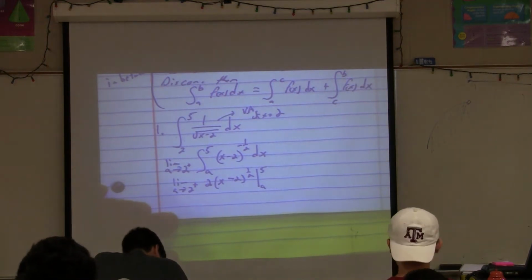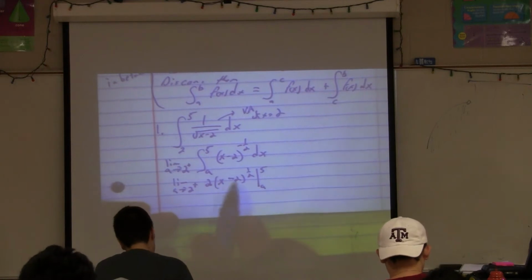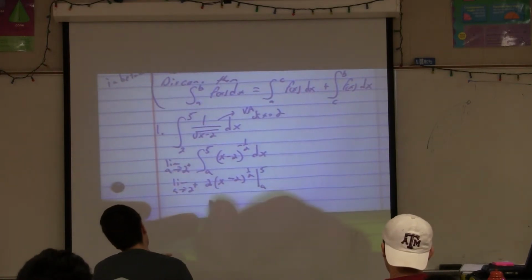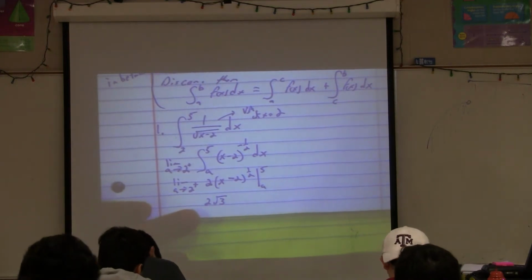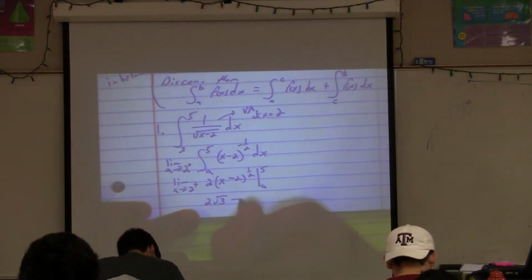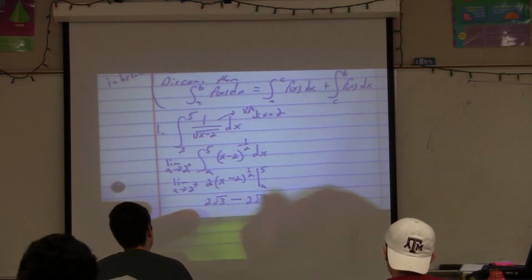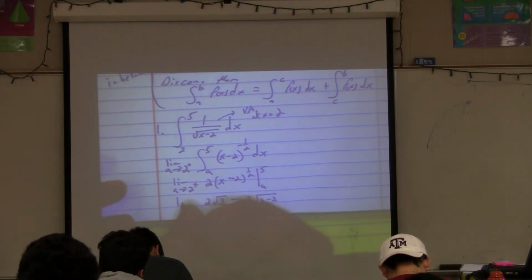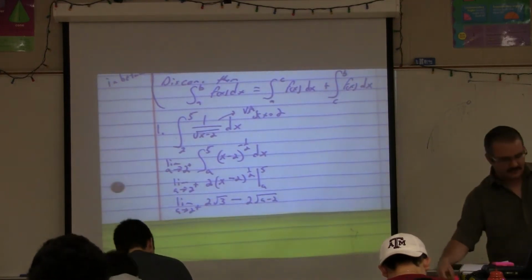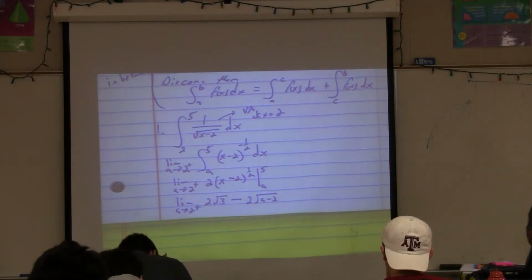Plug in the 5, so what's 5 minus 2? 3, so we get 2 radical 3, minus, plug in the A minus 2, well that's just 2 square root of A minus 2, yes? Now we still need to take the limit as A approaches 2 from the right. So what is that going to affect? It's only going to affect this part, right?